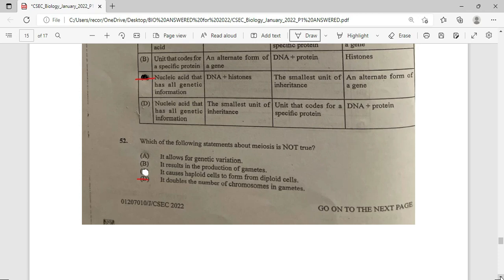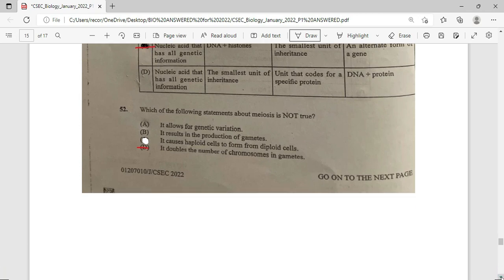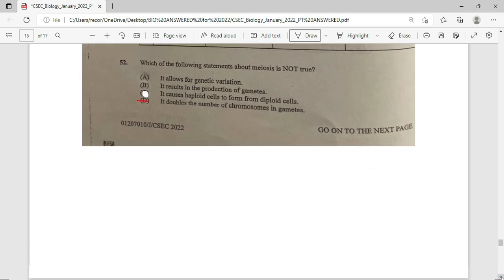We disagree with the answer for 52, which of the following statement about meiosis is not true. Answer supplied was C. We agree with answer D. It doubles the number of chromosomes in gametes. Remember, the question asked about not. All right? In no way we are discrediting the person who answered before. We actually salute that individual.